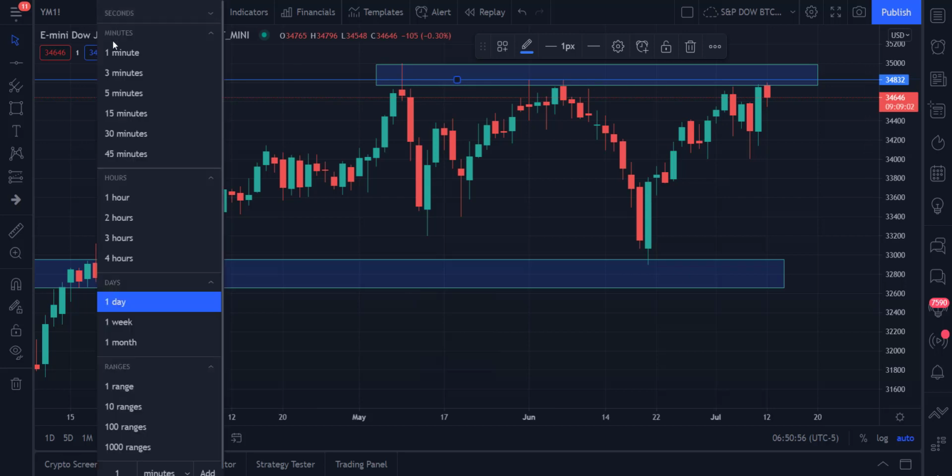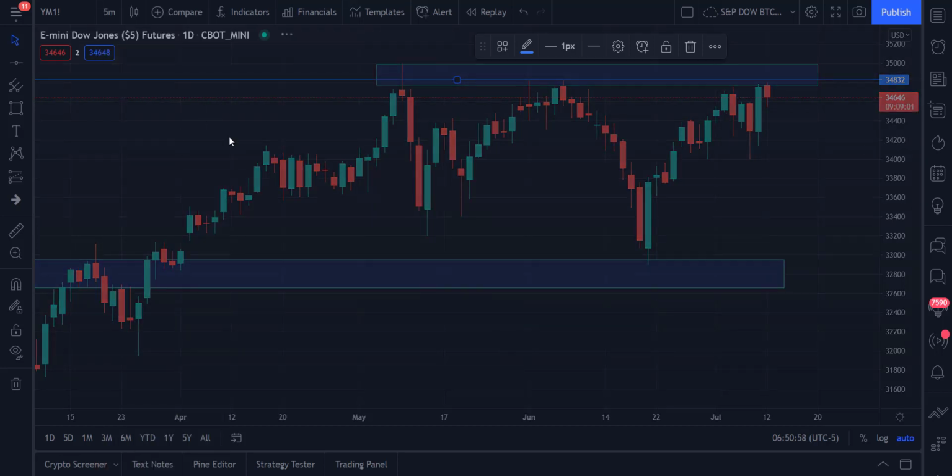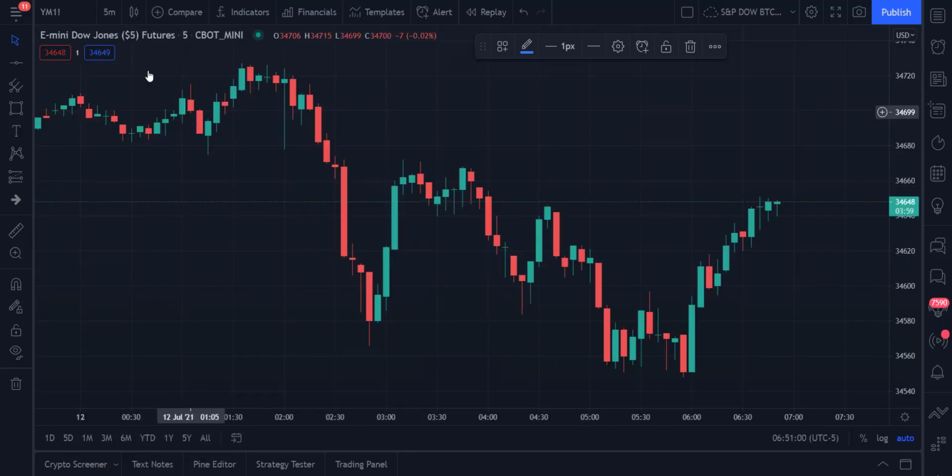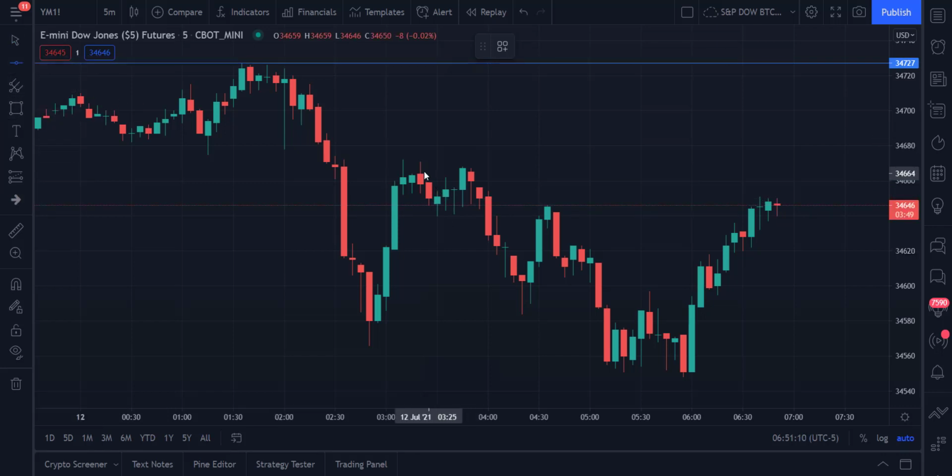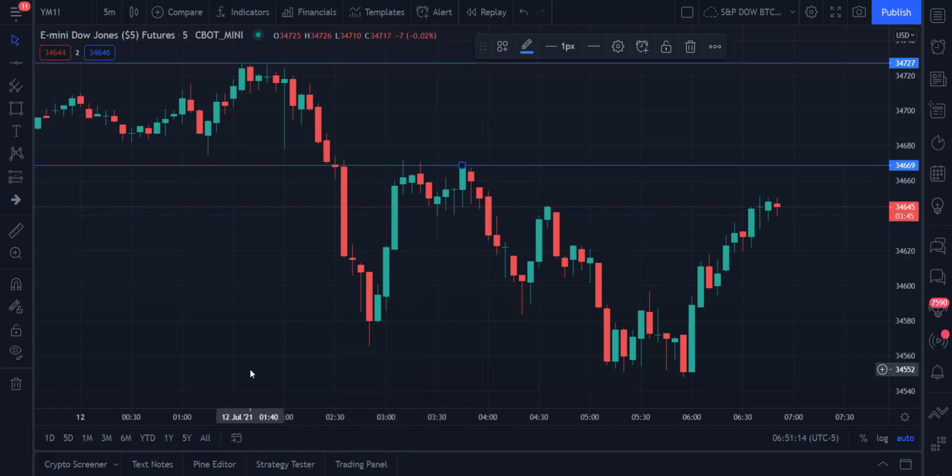We can even take this down to like a 5-minute level and just get a better sense of some of the levels that might be important today. So there you go, 34,727. Got this region here, 34,669. That's still about 24 points away from where we currently are. Could see that play a role today.